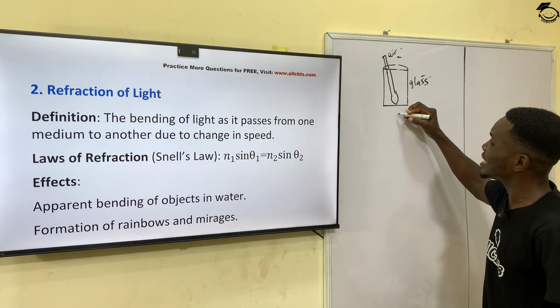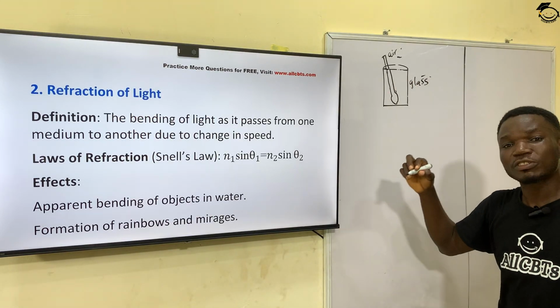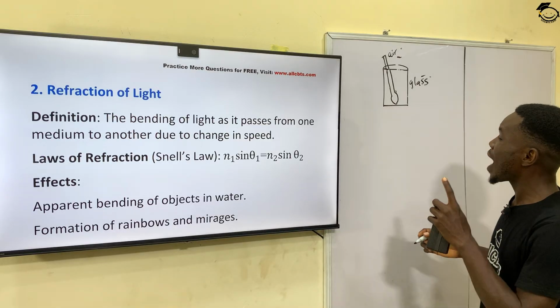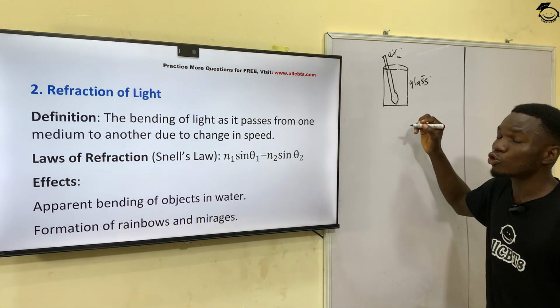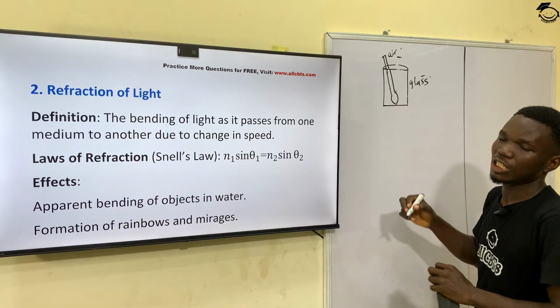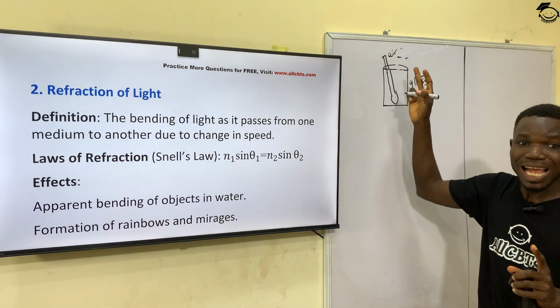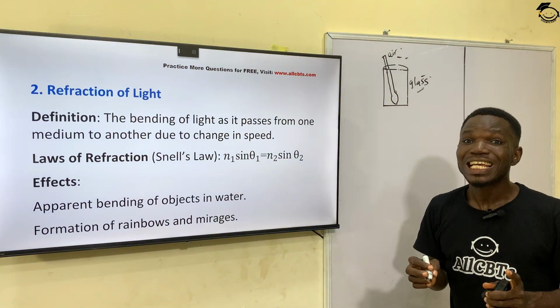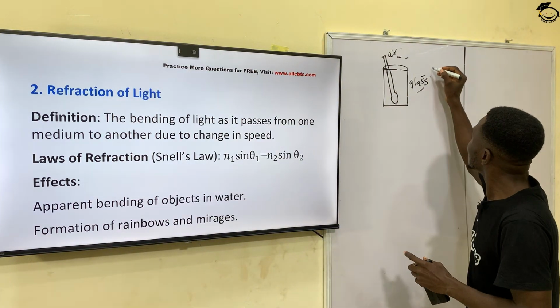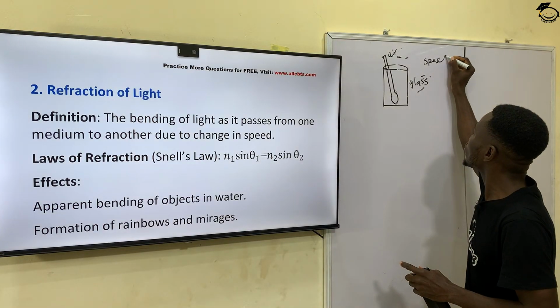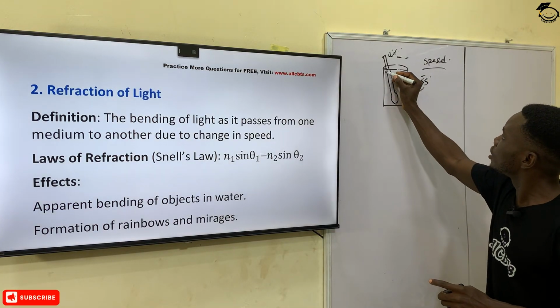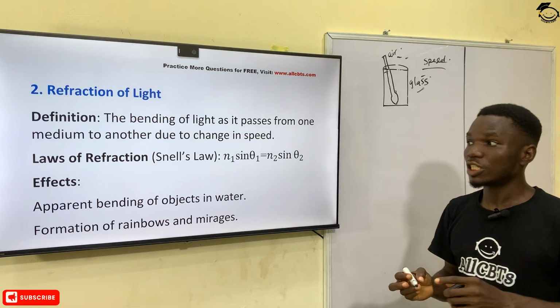Refraction is just the bending of light when it passes from one medium to another. And the reason for this change is due to what? Differences in the speed. When light travels from air to glass, the speed of light in air is different from the speed of light in glass. So the speed difference is what causes the change in the bending of light.